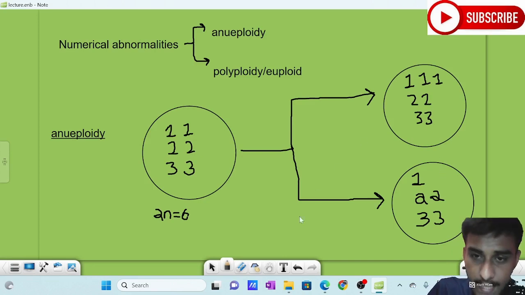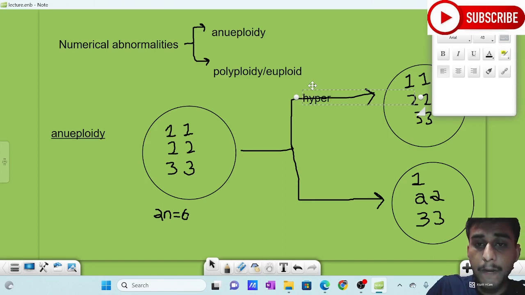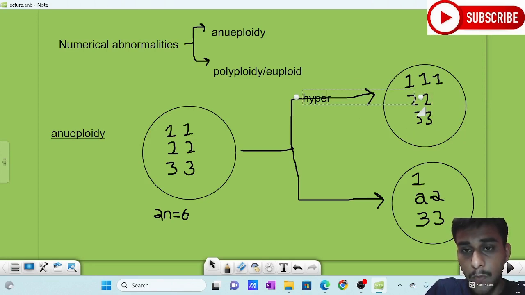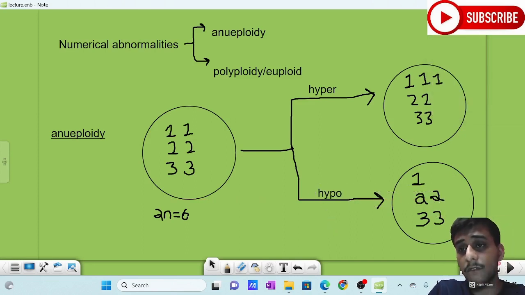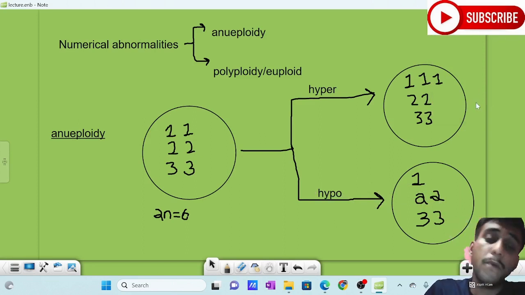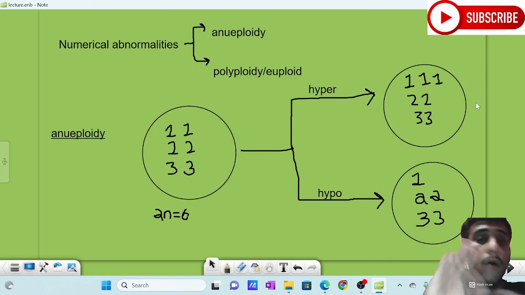So in this condition, we can say that this is hyperaneuploidy. Okay, I think you understand it. And this is known as hypoaneuploidy. Why is it known as hypoaneuploidy? Because it is having a chromosome number which is less than that of the normal chromosomal number. So we can divide aneuploidy as hyperaneuploidy and hypoaneuploidy.